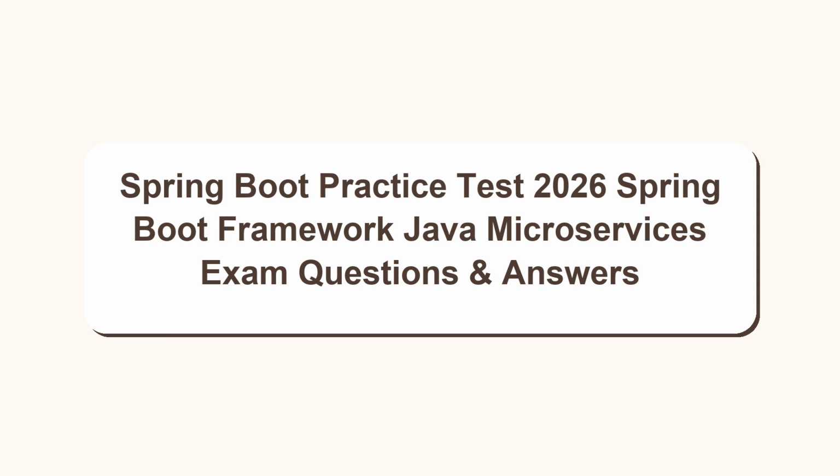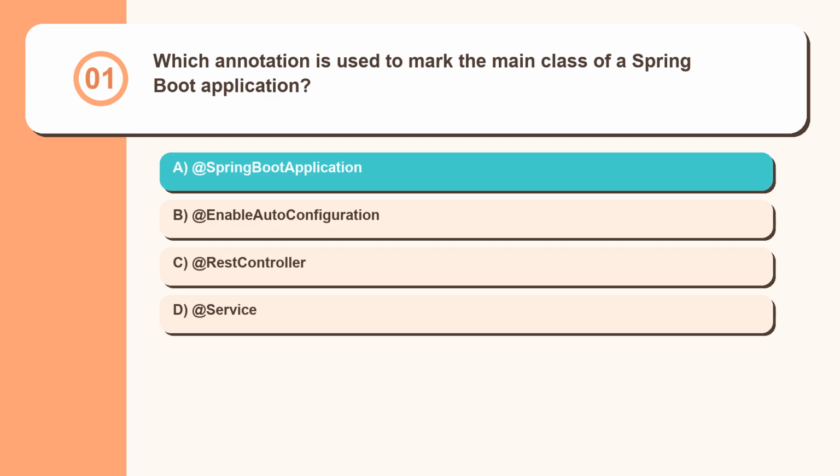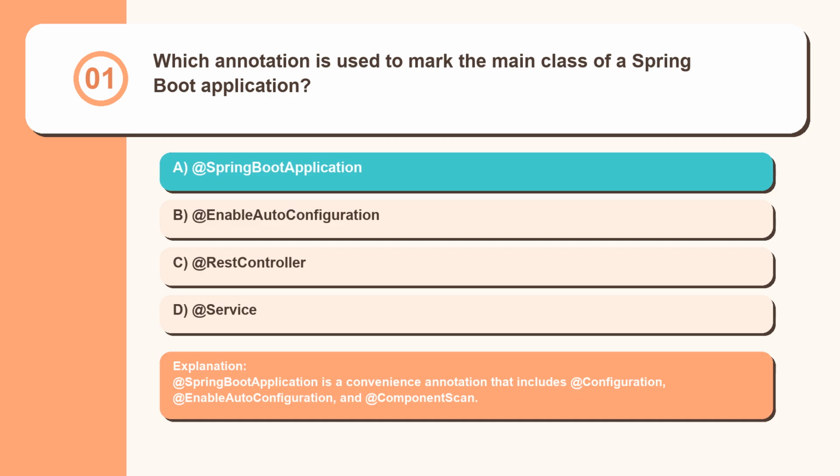Spring Boot Practice Test 2026. Spring Boot Framework, Java Microservices Exam Questions and Answers. Question 1. Which annotation is used to mark the main class of a Spring Boot application? @SpringBootApplication, @EnableAutoConfiguration, @RestController, @Service. @SpringBootApplication is a convenience annotation that includes @Configuration, @EnableAutoConfiguration, and @ComponentScan.